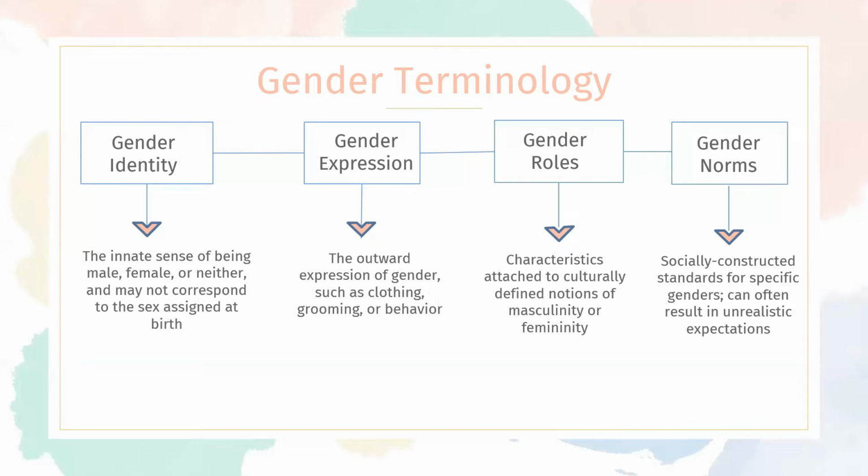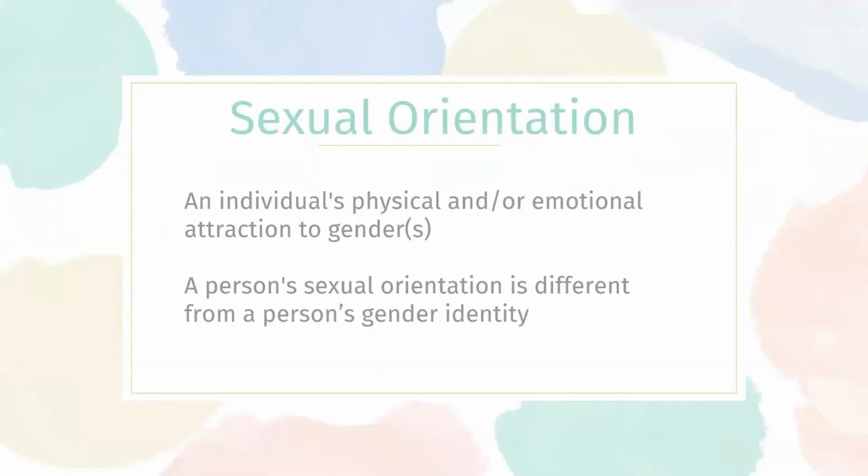Gender norms are standards for specific behaviors. It is a social role that encompasses a range of behaviors and attitudes that are generally considered acceptable and appropriate. An example of this is the expectation of a girl to become a housewife and care for her family. Sexual orientation is an individual's identity in relation to the gender or genders to which they are sexually attracted. This is different from a person's gender identity.